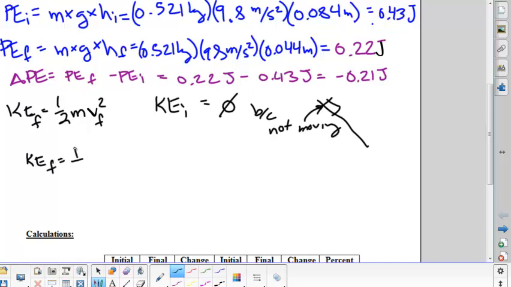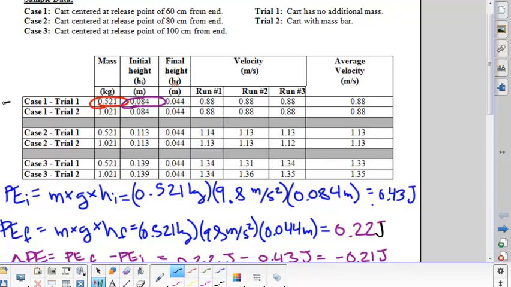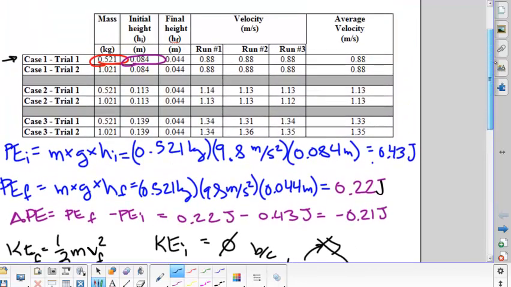equals 1/2. What was my mass again? Oh yeah, I can come up here. Remember, I'm just doing one case, the top one. 0.521 kilograms. I like it in kilograms. It's the units I want. So this is going to be 0.521 kilograms. And then I've got velocity, and my final velocity is squared.